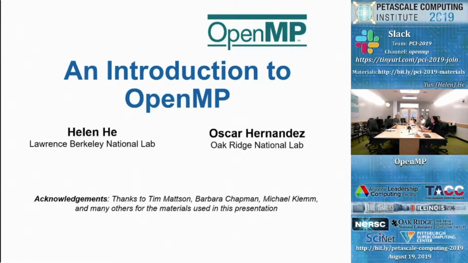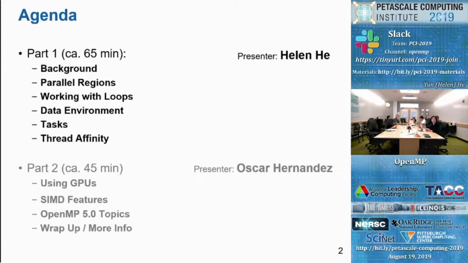Before this event, I think the organizers did a good survey about what basic knowledge the attendees have. More than half of people are new to OpenMP or only know the basics. So the goal is to introduce, starting from the background information, and have several advanced features and tips also included. And then Oscar is going to talk about GPU and vectorization, plus what's new in OpenMP 5. That's the basic agenda.